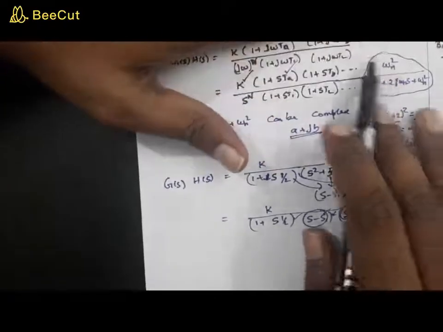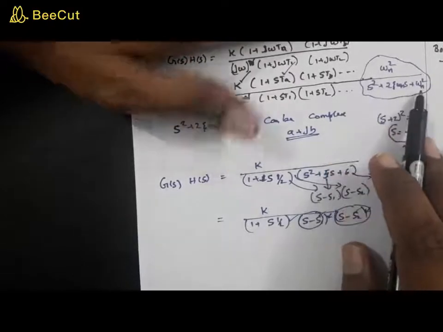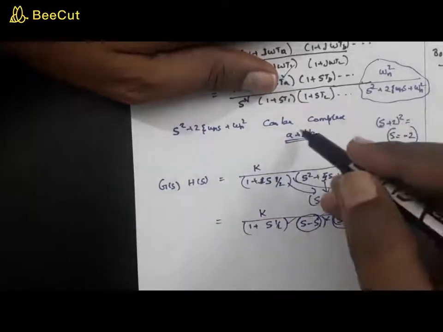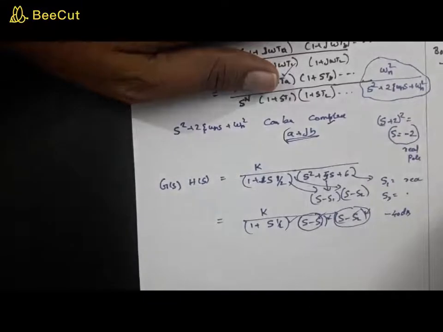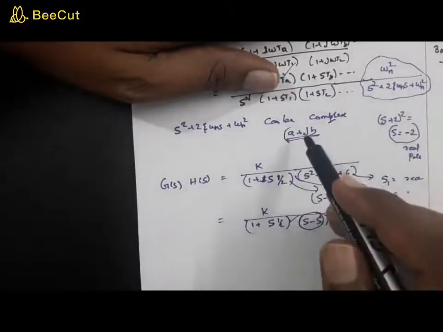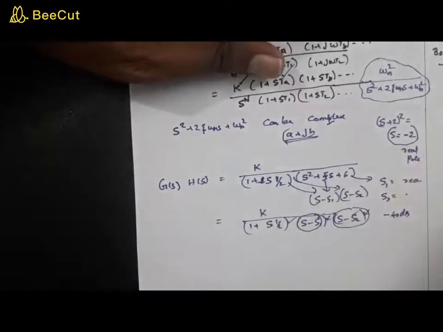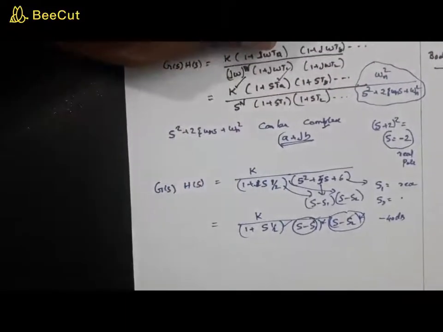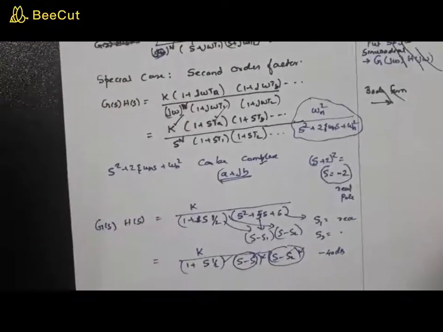Now, there can be a quadratic expression of the form omega n square by s square plus 2 zeta omega n s plus omega n square. When you factorize this, that root can be complex in nature. If that is the case, there is a slight variation in the procedure. That's what we are going to consider in this session. Let us do that by an example.